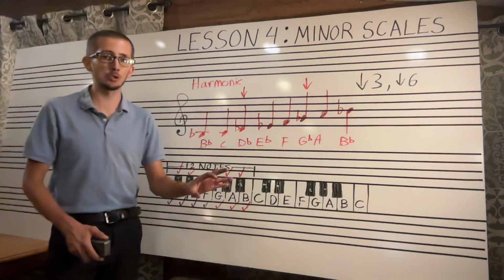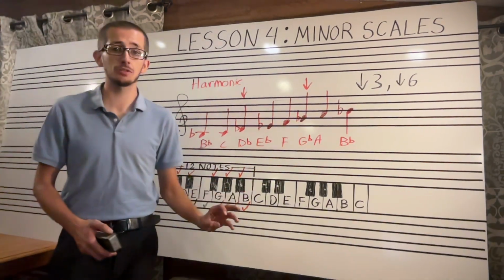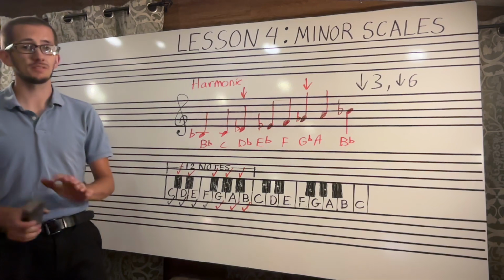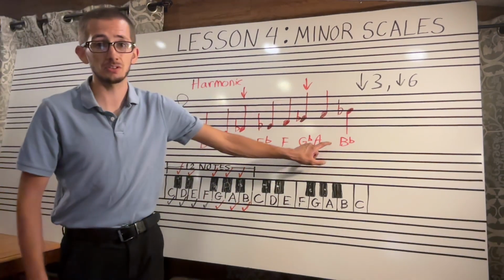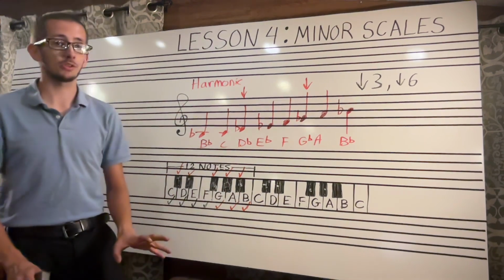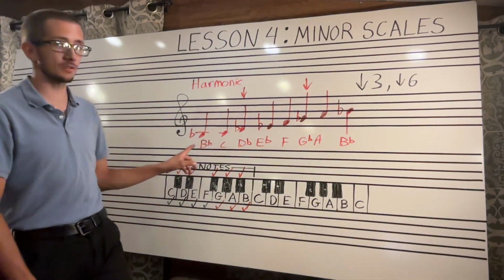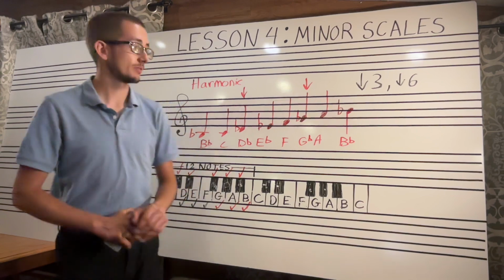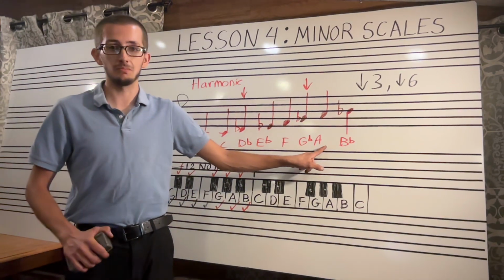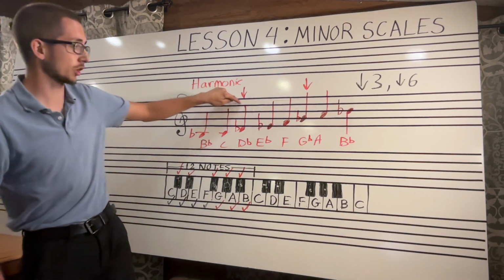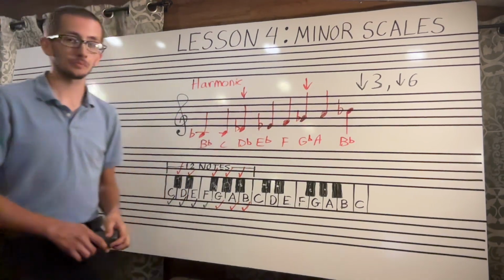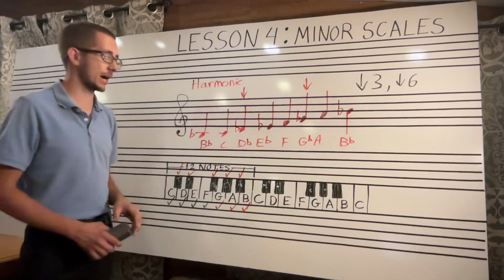I won't go through all of the harmonic minor scales. It's the same exercise as we just did, but instead of lowering the 7th, just leave the 7th alone. So whatever the 7th was in your major scale is going to be the same 7th note as in the minor scale. All you're lowering is the 3rd and the 6th. So that's our harmonic minor scale.